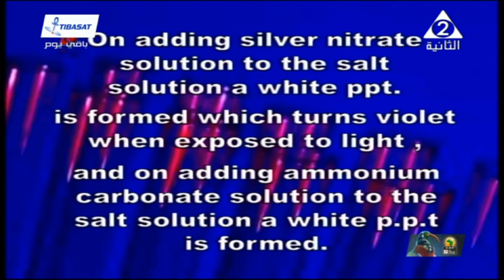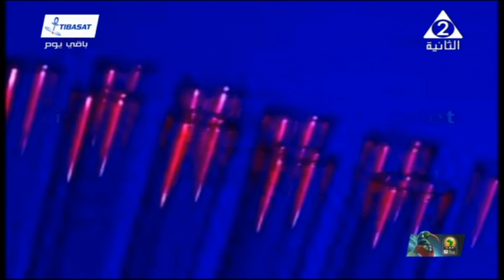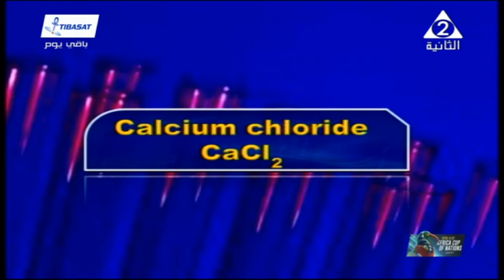If you think, my dear student, about the answer of this point, you find that there are two radicals we are going to detect here, acidic radical and also basic radical. Here, the use of silver nitrate giving a white precipitate that turns violet is chloride ion, which is the acidic radical. And on adding ammonium carbonate giving a white precipitate is the test for the basic radical, which is calcium. So the salt here is calcium chloride, and the chemical formula is CaCl2.